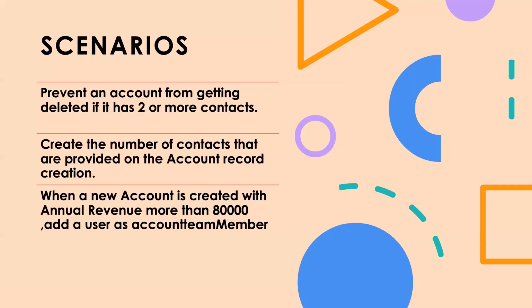Okay, and then the next one is create the number of contacts that are provided on the account record creation. In this particular scenario, I'm going to create a field on account. Let's say we name it number of contacts, and I will keep it as a number field or a text field. Then when you create an account and fill in a number in that field, let's say I fill in 2 or 3 in that field, number of contacts.